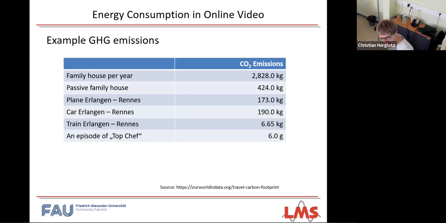So if I would have taken a plane, this is only for my own conscience, but that's okay. I would have taken a plane from Erlangen to Rennes, would have had 173 kilograms of CO2. Taking the train is much better. These numbers are, of course, estimates. This morning I heard that this is probably a little bit too low, but I'm not sure. An episode of Top Chef or the streaming would be in this range, so 1/1000th of the amount. So it would even be better.